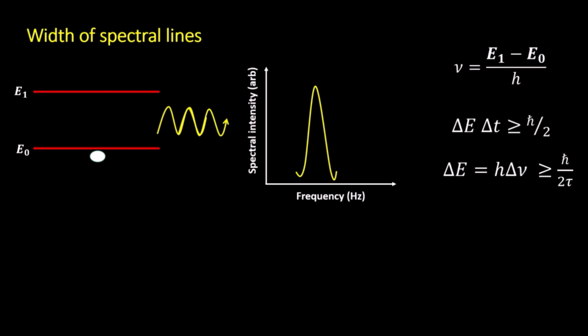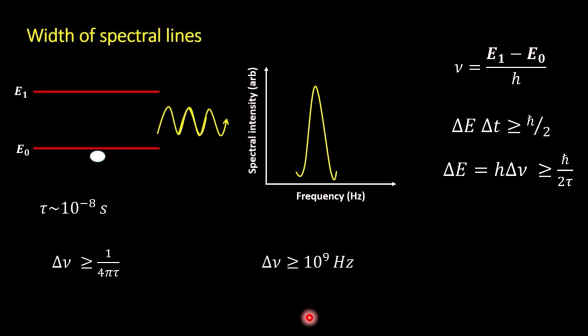For most of the states, tau is of the order of 10 to the power minus 8 second. So the uncertainty in the frequency of the emitted spectral line must be greater than or equal to 1 by 4 pi tau, which corresponds to a spectral width of the order of gigahertz. If you substitute for this tau here, this will be a number greater than 10 raised to 9 hertz.